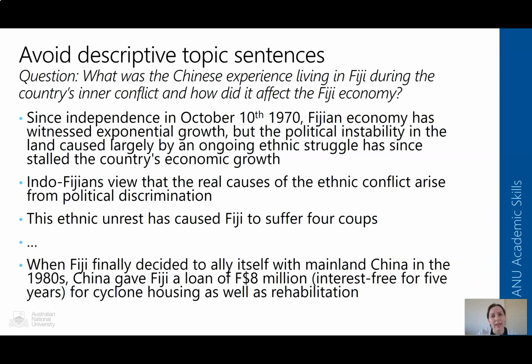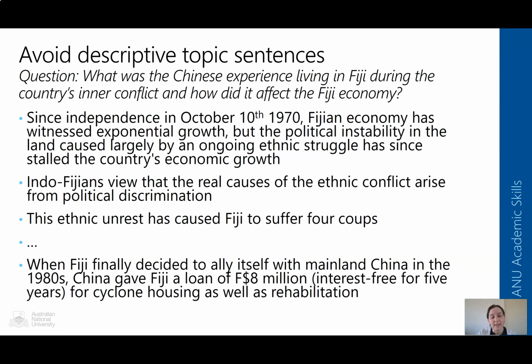So, one of the key problems that people will face when they're writing topic sentences is that they become a bit descriptive. They'll start talking about the evidence or they'll give facts, but they don't actually tell you what the answer to the question is. So, taking this example where the student is asking the question, what was the Chinese experience living in Fiji during the country's inner conflict, and how did it affect the Fijian economy?